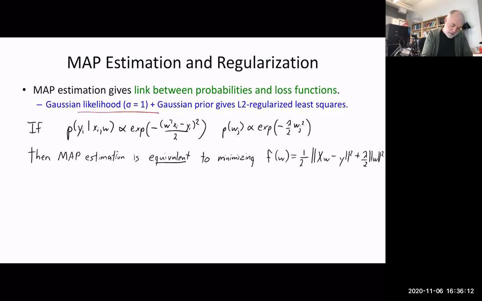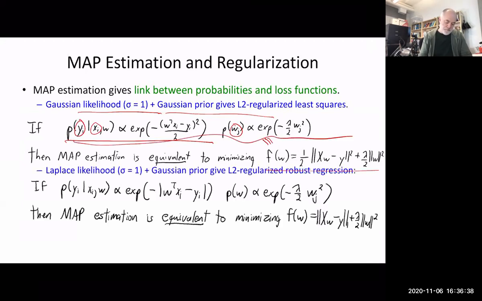So MAP estimation gives a link between probability and loss function, right? If you have a Gaussian likelihood plus a Gaussian prior, that gives us L2 regularized least squares. That's just what we did. We made a distributional assumption about the output given the input and the parameters, and a distributional assumption about the parameters. Then MAP estimation is equivalent to minimizing this loss function. So they're equivalent, this whole thing and that, right?